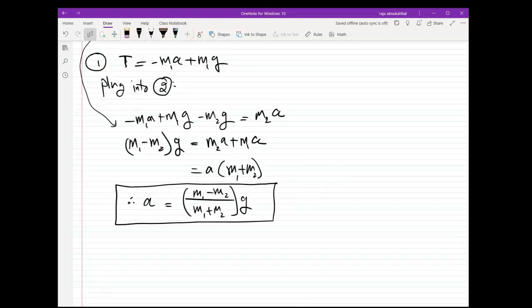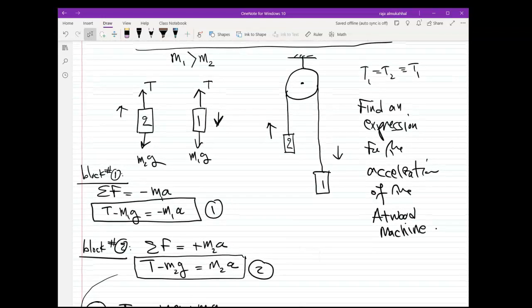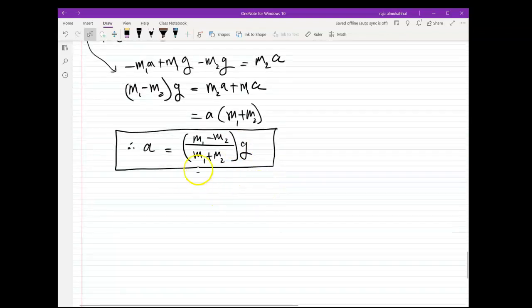We'll do some problems later with numbers for the Atwood machine, but please do yourself a favor, go back to the beginning of it right here, and then try to solve this problem, break apart the blocks, and then get the equation of motion, and then arrive at this formula without actually looking at it. We're going to be doing a lot of Atwood machine problems like that.